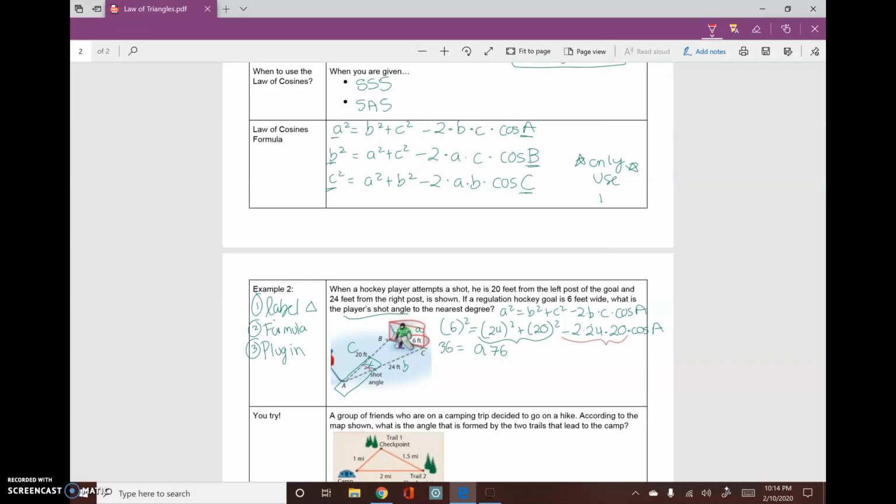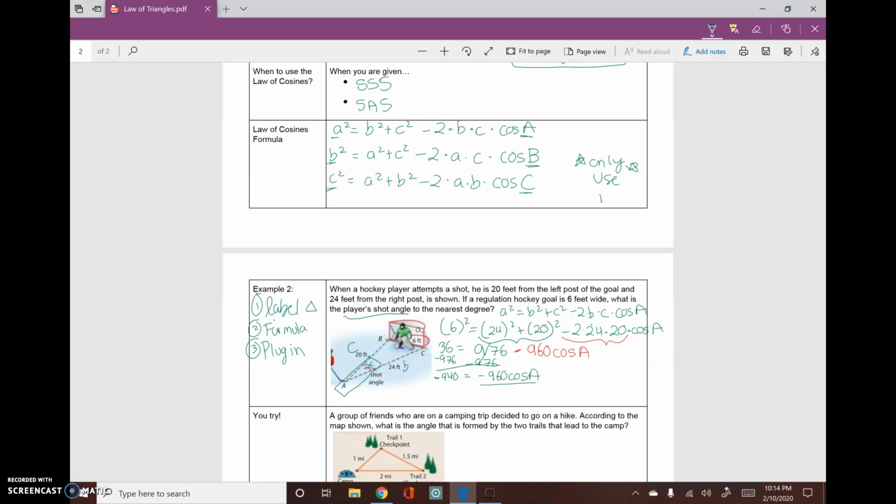Now these will be combined, but do not combine it with the 976. If you do that, you're wrong. 2 times 24 times 20 gives me 960. You can't combine the 976 and the 960 because the 960 is attached to your cosine. So then I subtract 976. And then I get 36 minus 976, negative 940, is equal to negative 960 cosine of A.